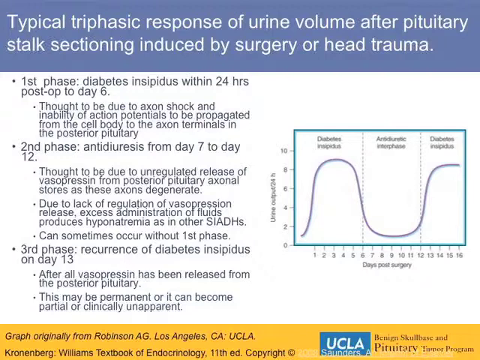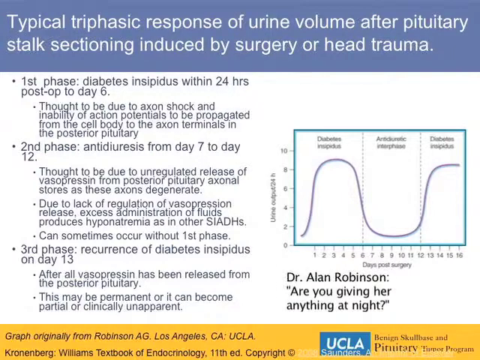And then in the third phase, around day 13, there can be a recurrence of the diabetes insipidus, and this is after all of the vasopressin has been released from the posterior pituitary, so the stores are gone. And this can be either permanent or partial or clinically unapparent. And in our patient, it's yet to be determined how she's going to turn out. Right now, she seems to be managing okay, so we'll see how she does in 6 weeks.